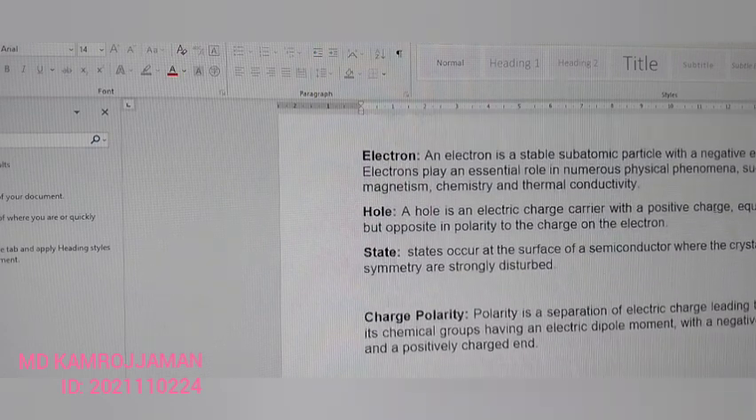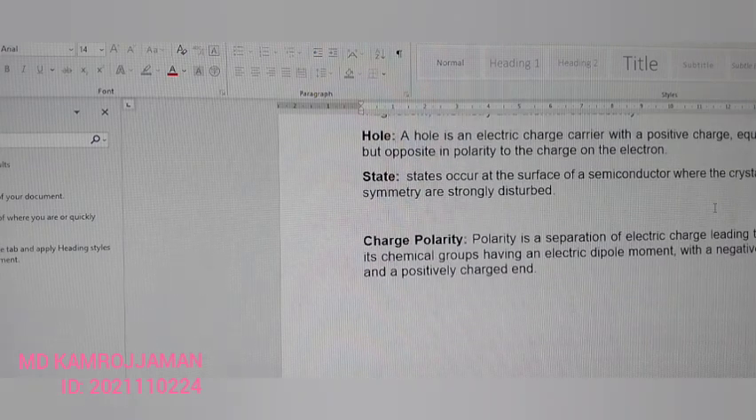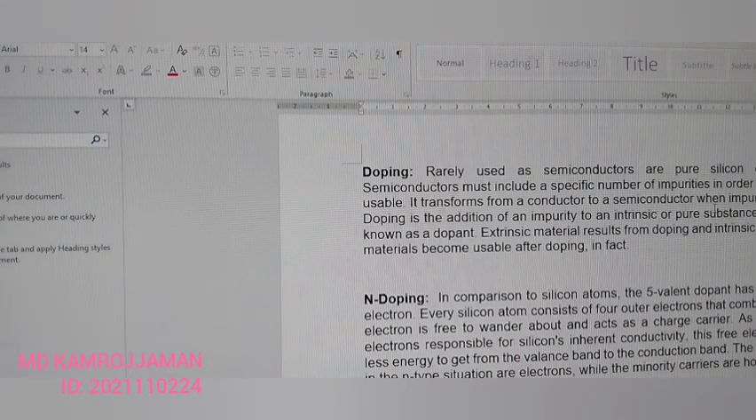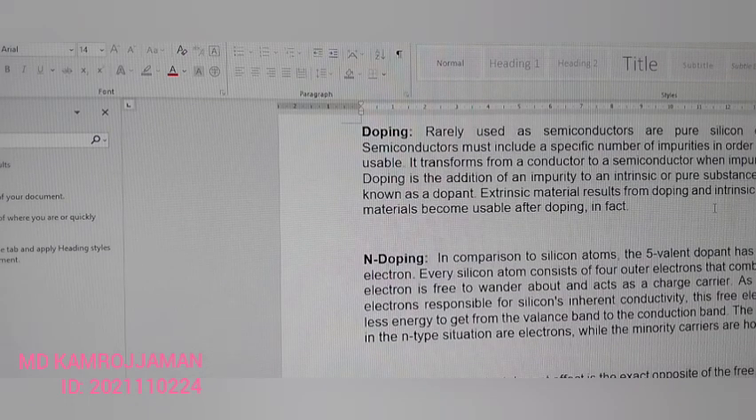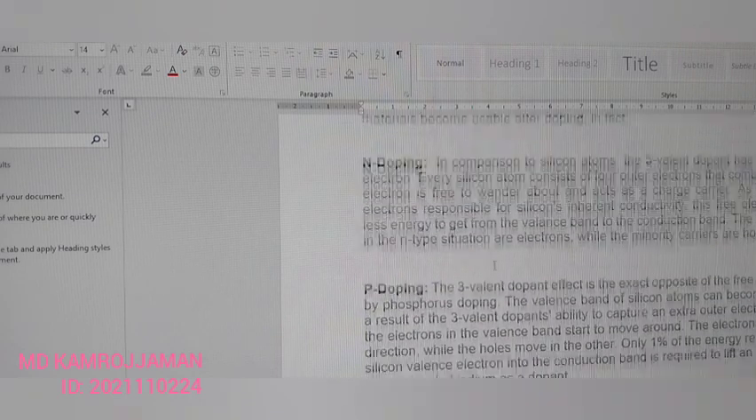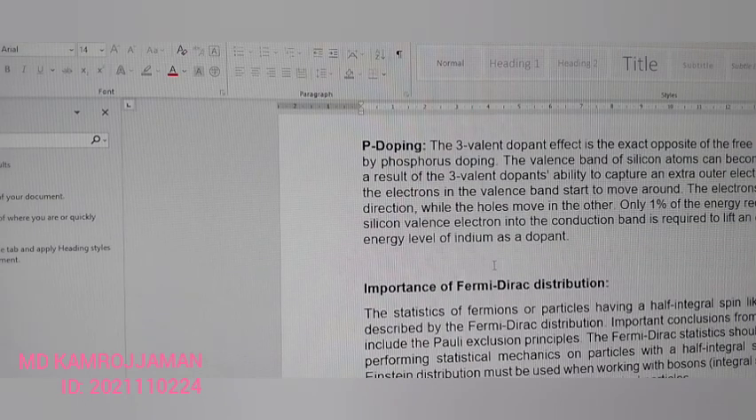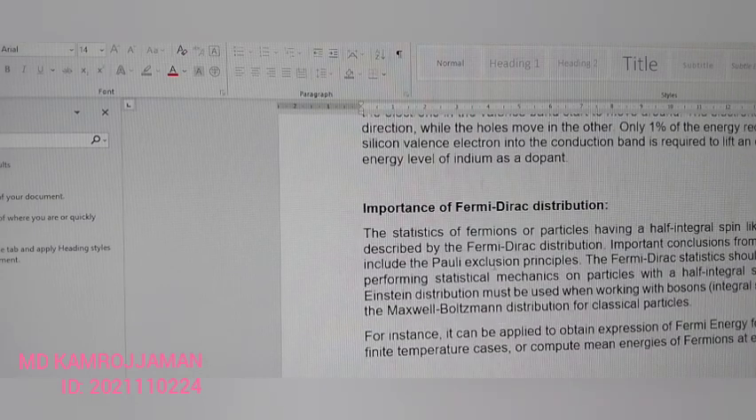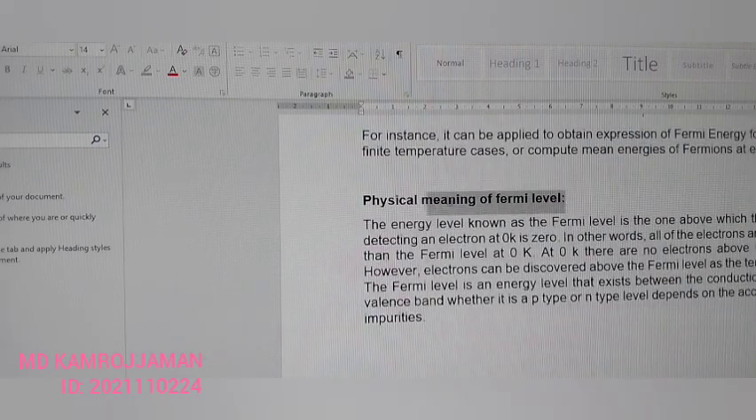Then I learned electron, hole and state. I write here separately, and charge polarity, doping. Most commonly used in semiconductors are pure silicon or germanium. So a very important thing is doping for semiconductors, and n-doping, p-doping are also most important. So I write here separately what I understand about this question, and the importance of the Fermi-Dirac distribution, and the physical meaning of the Fermi level. This topic is most important.